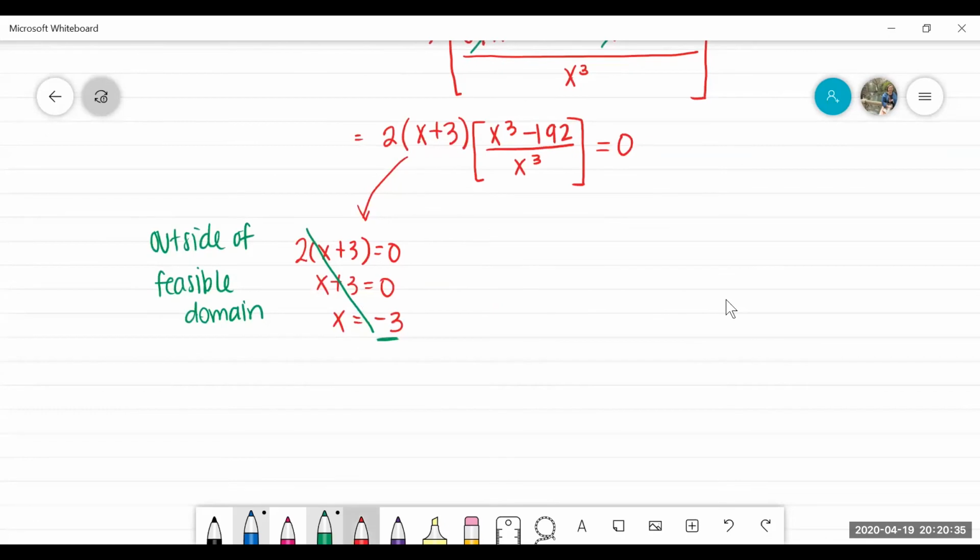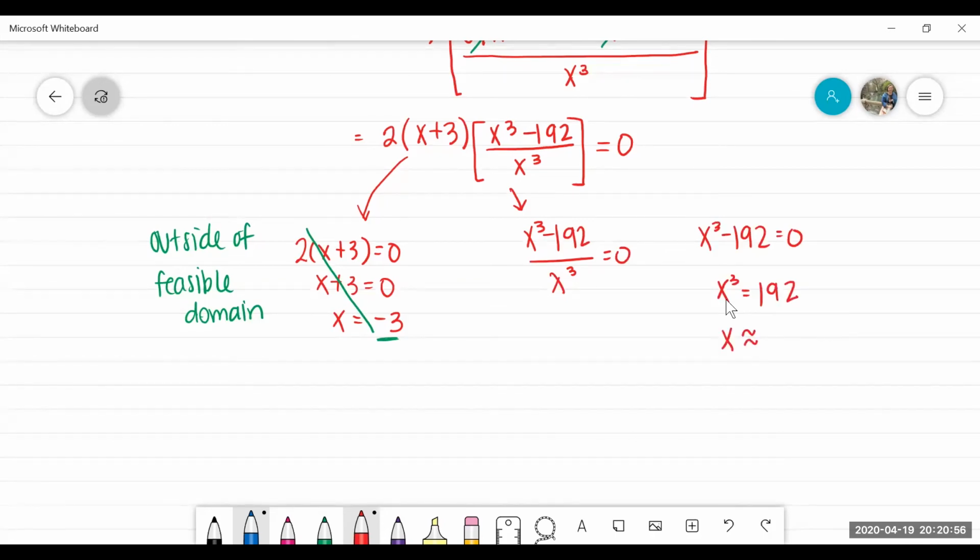The other set is going to be setting minus 192 over x cubed equal to 0. So numerator x cubed minus 192 is 0. We get x cubed is 192, which when we cube root that, we get x is approximately 5.77, okay?